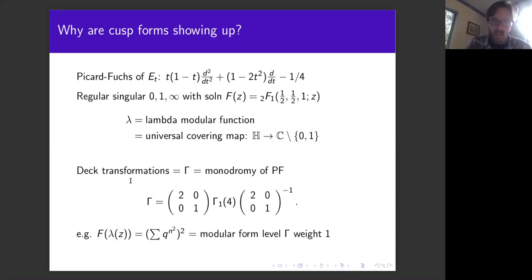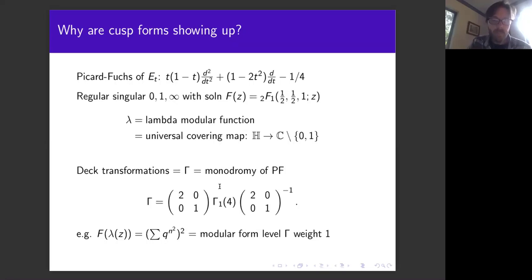All right, so that's the deck transformation group, but you have a differential equation with singularities. And so you can do the monodromy group of this differential equation. You can see what happens to the solutions as the fundamental group wraps around these singularities, and that gives you the monodromy group of the Picard-Fuchs equation, and that turns out to be also the same group. They line up.